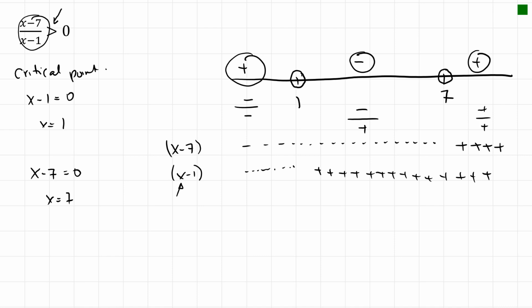And we're looking for when is the expression greater than 0 or positive. So that's in this area and in this one. So if we write that as an interval notation, it's negative infinity to 1 and 7 to positive infinity.